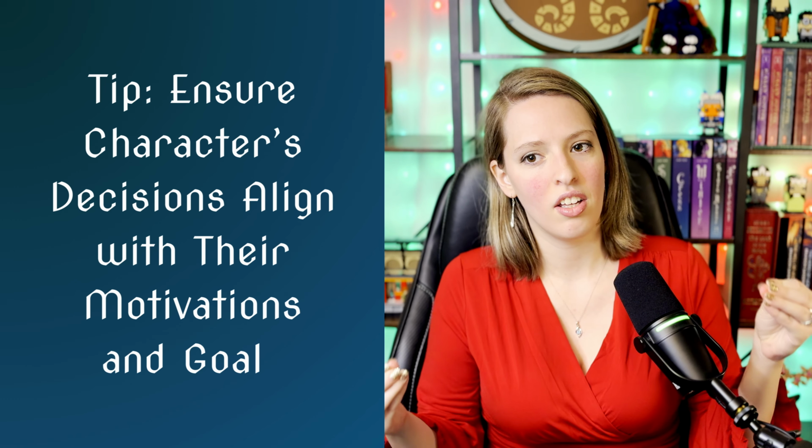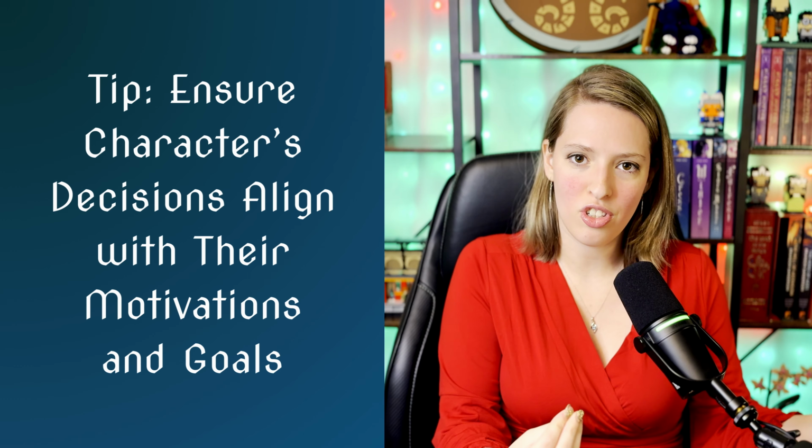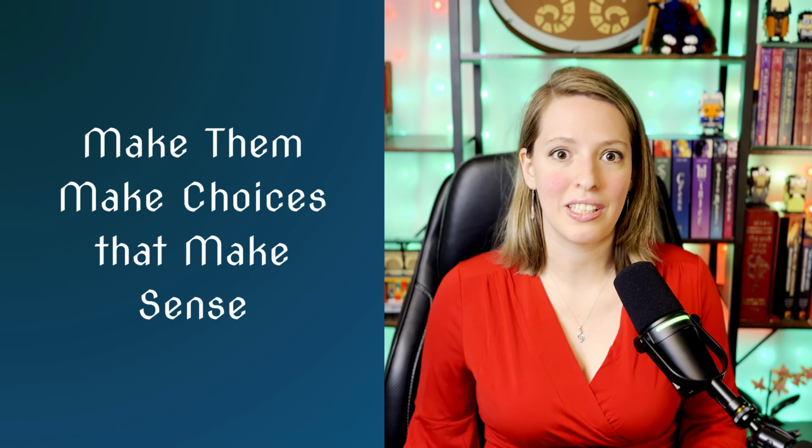So here's a tip for you all. Ensure that your character's decisions align with their motivations and their goals. That's the whole point of a story, is we're following a character going after their goals and either achieving their goal or becoming a better person, whether that goal is achieved or not. So align decisions purposefully. Align these decisions with your character's goals. Make them make choices that make sense. Please make your characters make choices that make sense. If it doesn't help them towards their goal, they're probably not gonna do it.